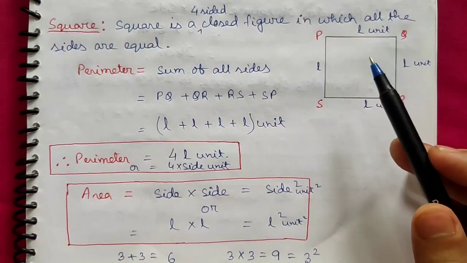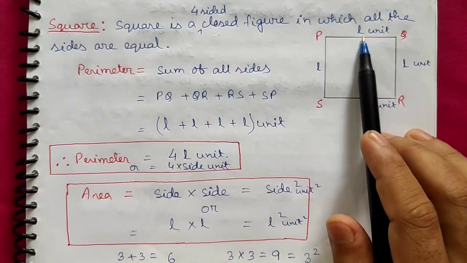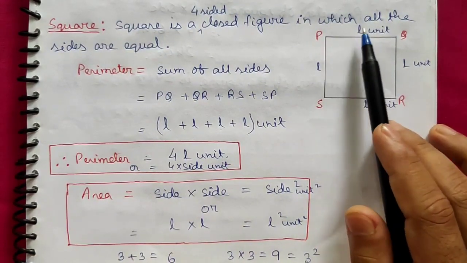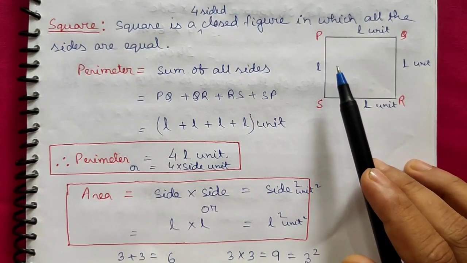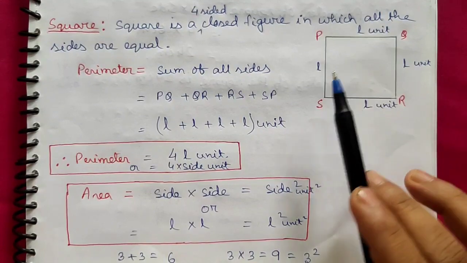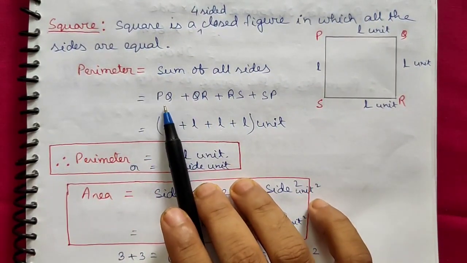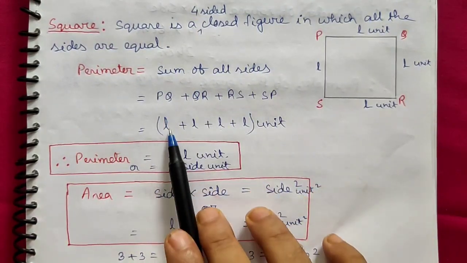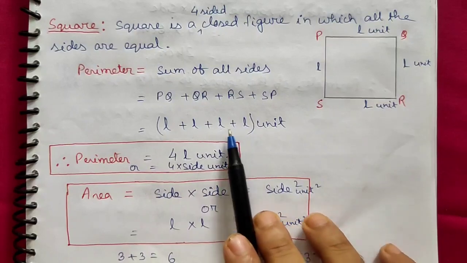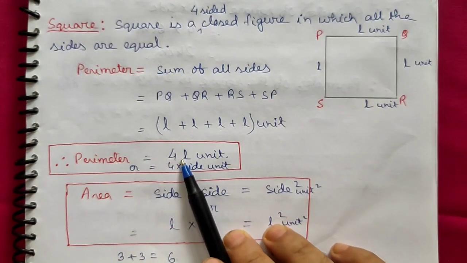So let us say that the side of a square is L, and we know that in a square all the sides are the same. So now if we add all the sides, it will be 4L. Like this, perimeter is the sum of all the sides. Which are the sides? PQ, QR, RS, and SP. If we put the values of the side as L, there are 4L. So if we find the sum, it will be 4L.